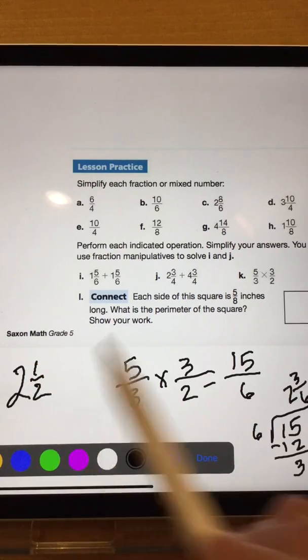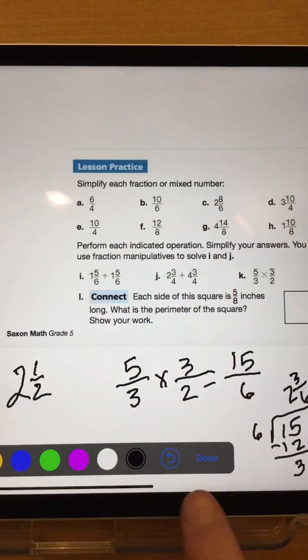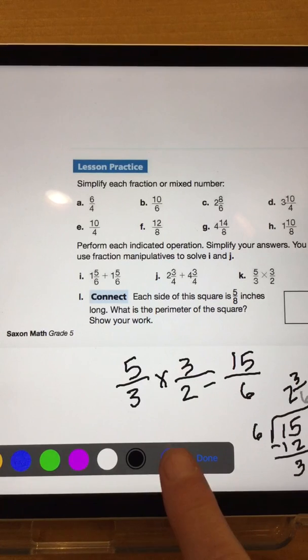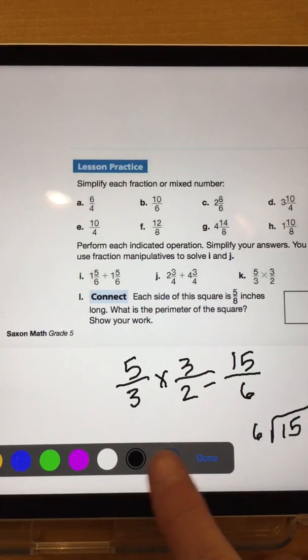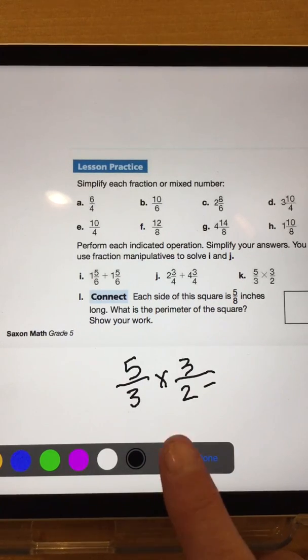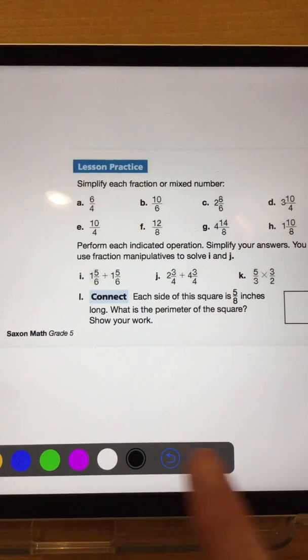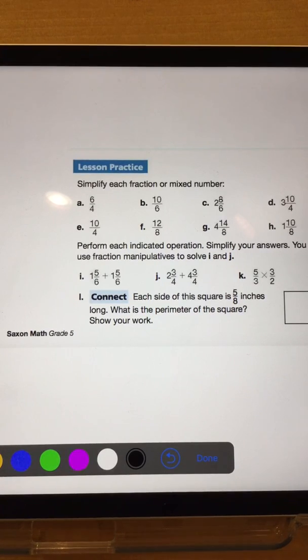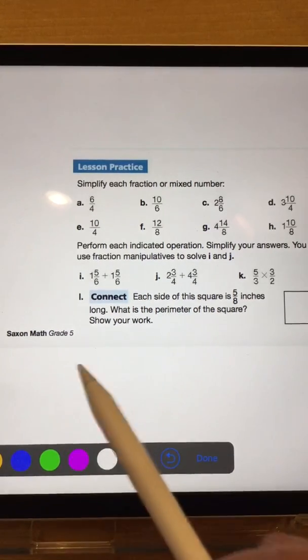All right, the last problem, I can do this one in two different ways. I can do it as an addition problem or a multiplication problem. So listen as I read the problem. Each side of this square is 5/8 inch long. What is the perimeter of the square? Show your work.